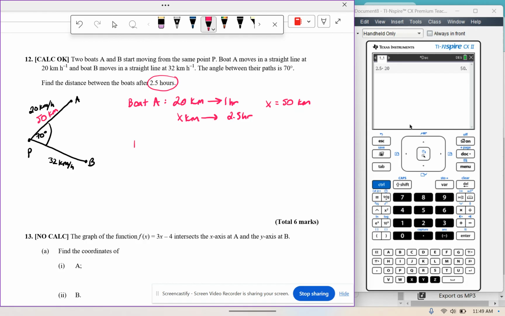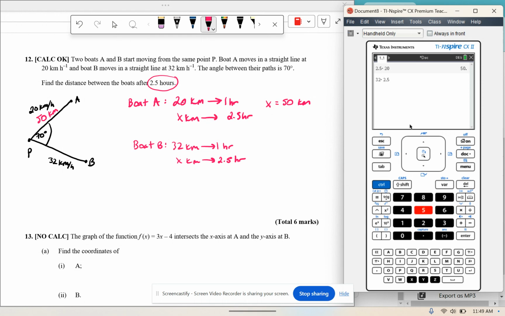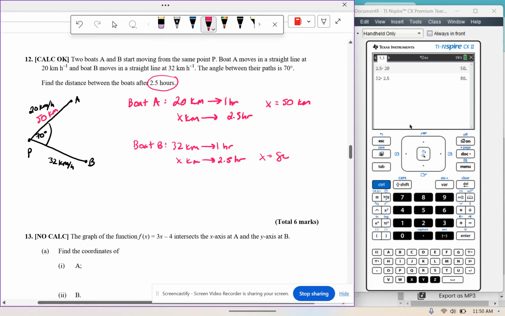And then I'm going to do the same thing for boat B. So he can go 32 kilometers in 1 hour. How many kilometers can he go in 2.5 hours? You can also just multiply it by 2.5, but kids don't always see that, so we're setting it up as a proportion just in case you need some help there. So this will be 80 kilometers.